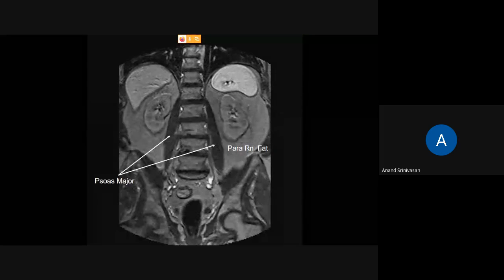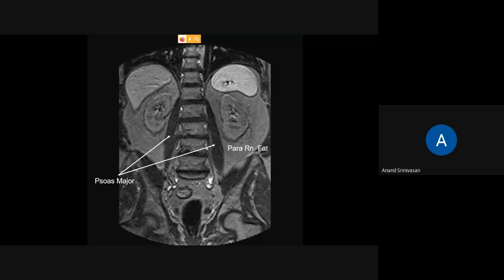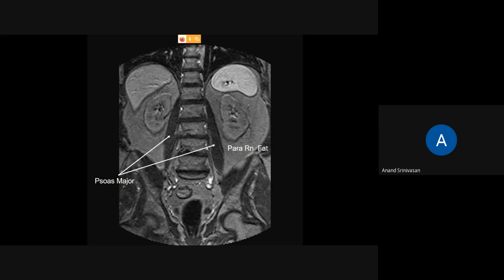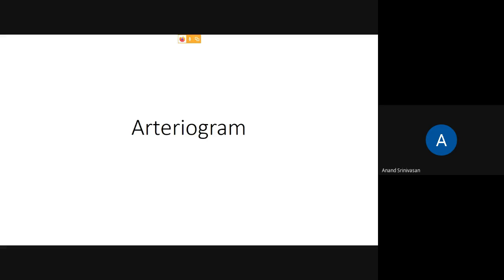This is a longitudinal section. Here you can see the kidney, the liver, the spleen, and this is the psoas major. That's the perirenal fat, and the pararenal fat. What is perirenal and pararenal fat? You will be learning it in your next module, which is the genitourinary module.